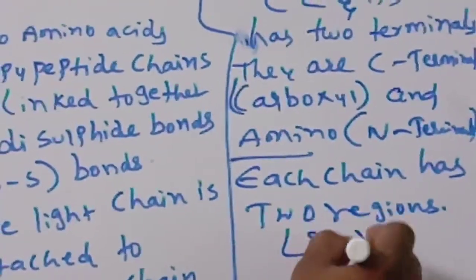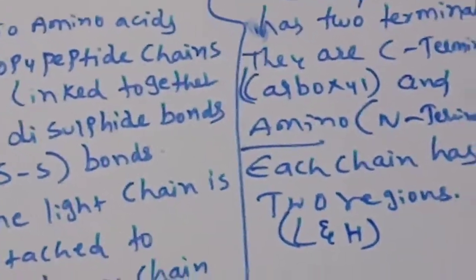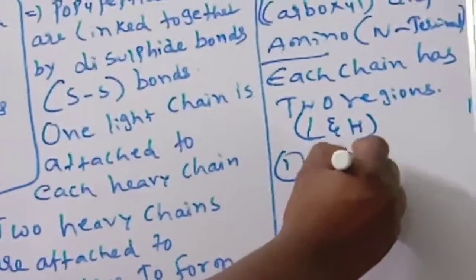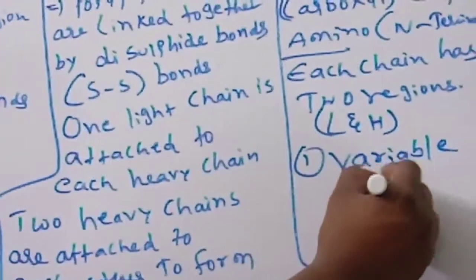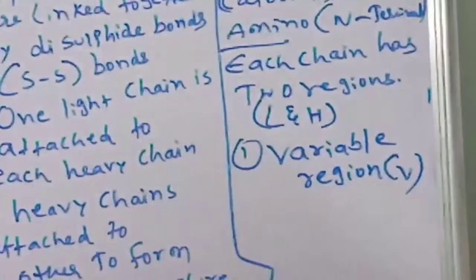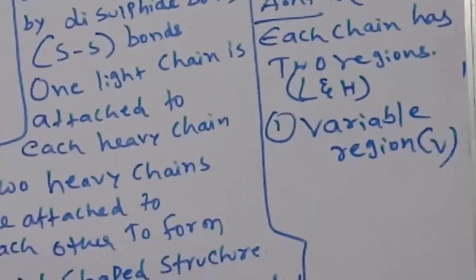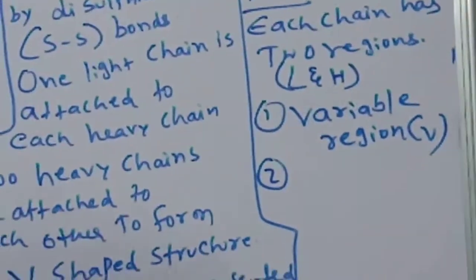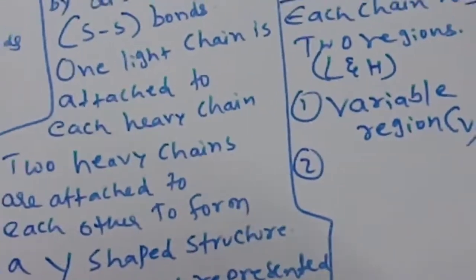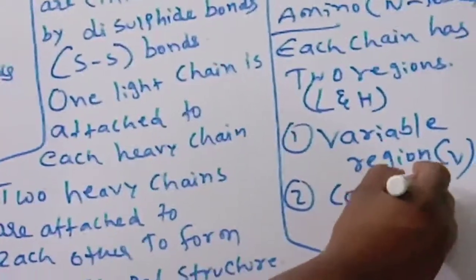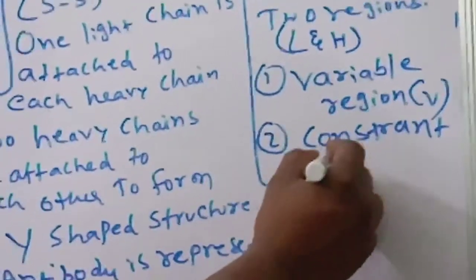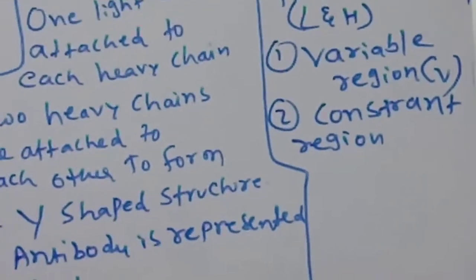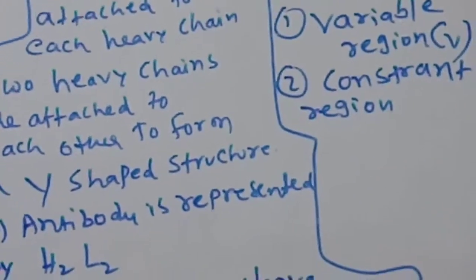So L and H chain, both chains have two regions. What are those? One is the variable region, also called V region. The second one is the C region, which is the constant region. Constant region, variable region.